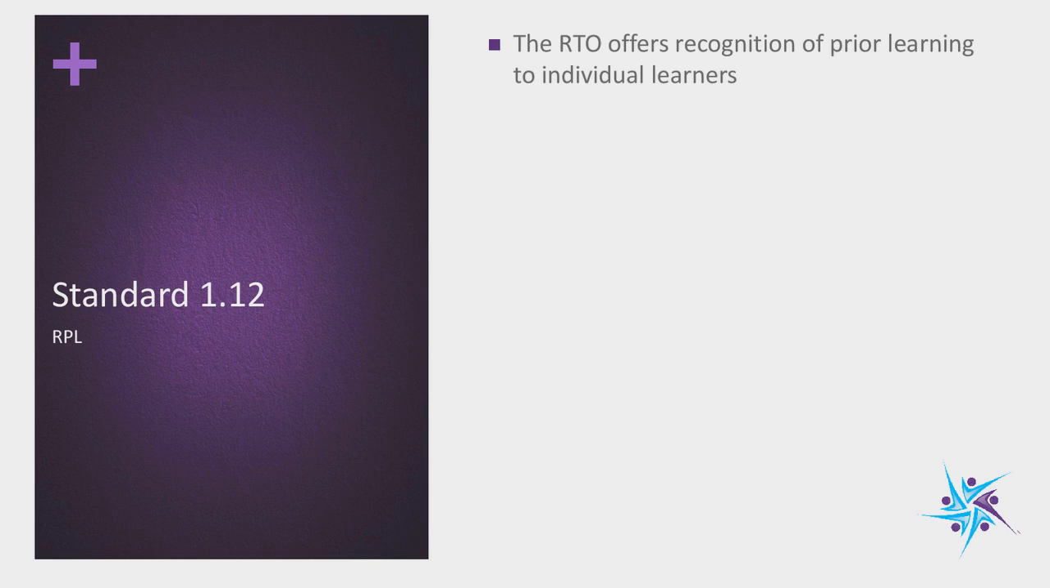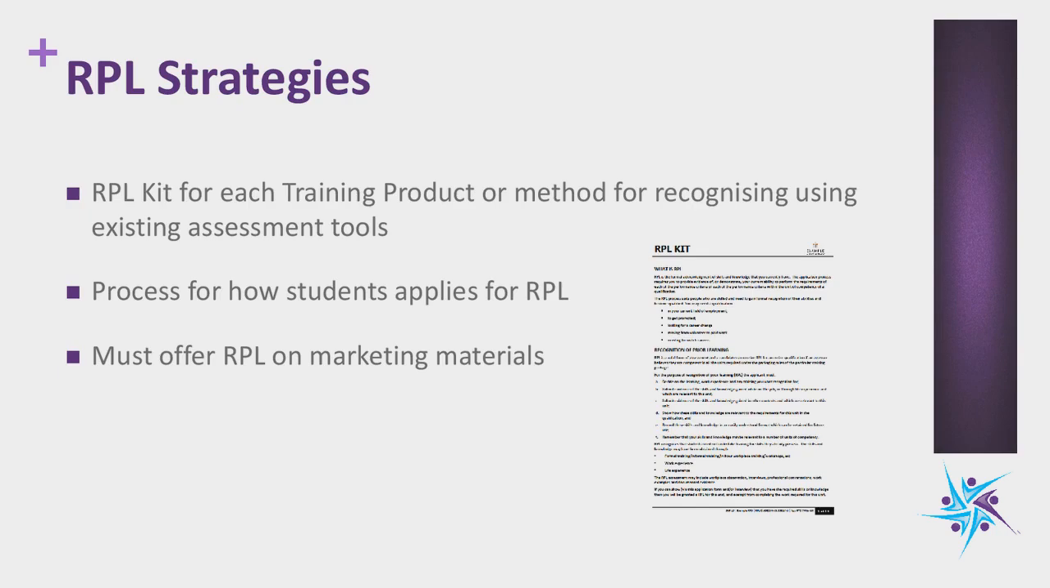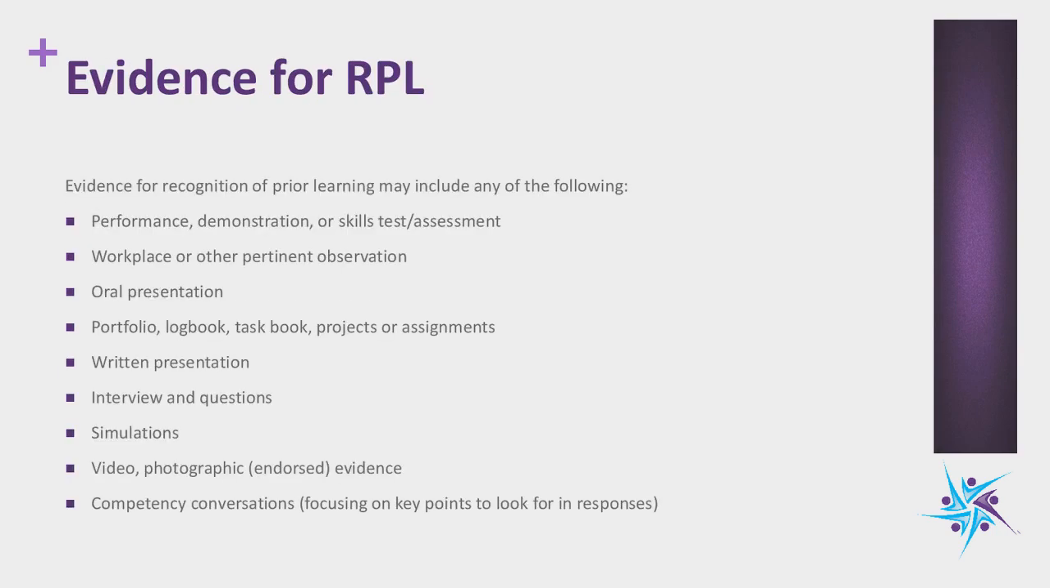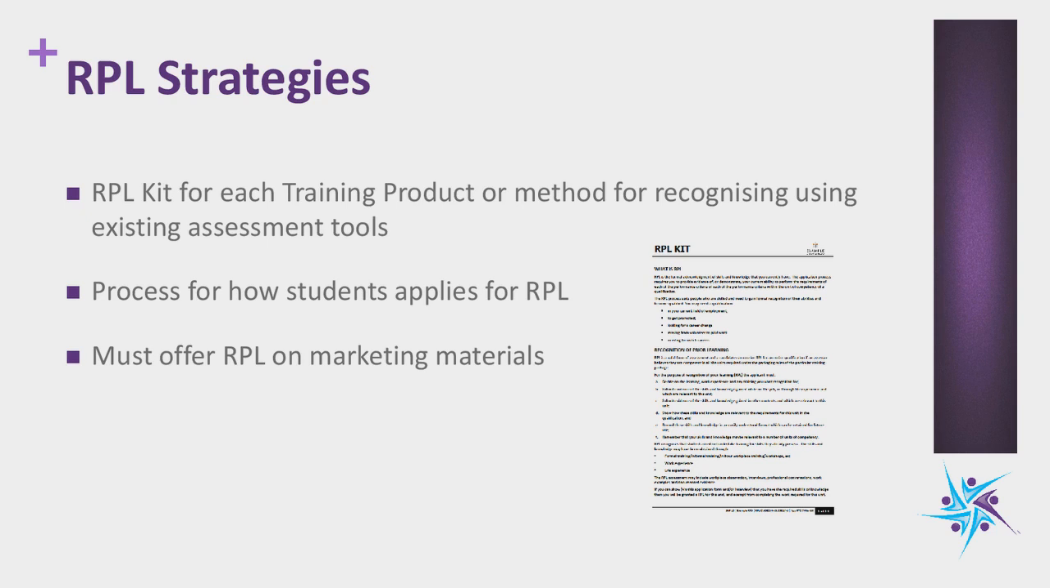Standard 1.12 is very simple. The RTO offers RPL. That's basically it. You must have on your marketing material that you offer RPL and that you have a recognition of prior learning process with your assessment tools in place. RPL strategies include having an RPL kit. You should have some sort of mechanism in place for collecting evidence for the recognition of prior learning, so some sort of checklist.